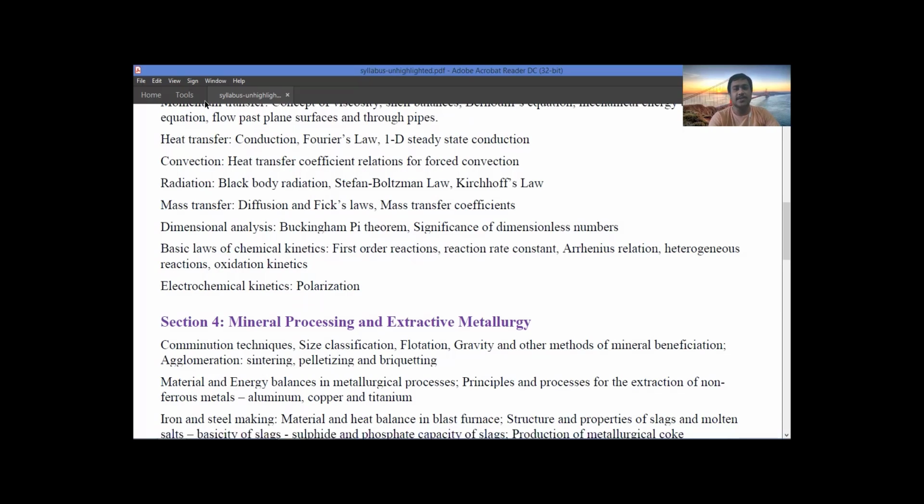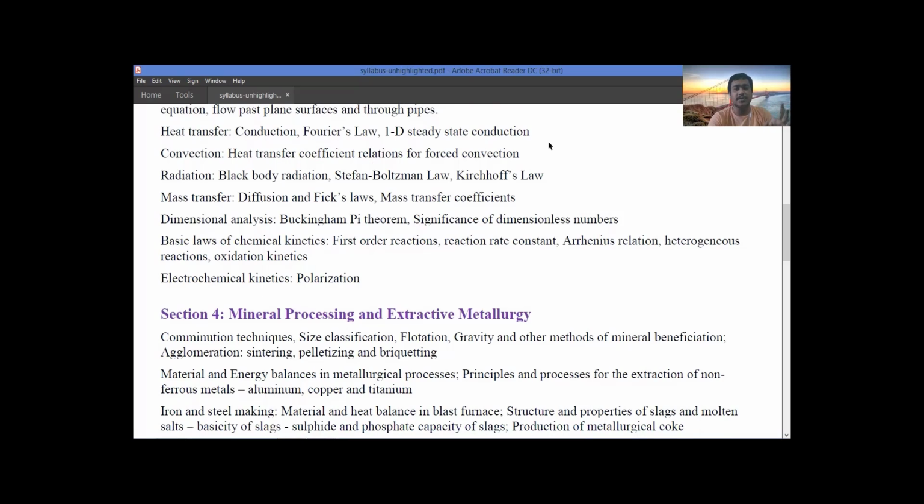Now the convection. Convection is also given in A.K. Rajput. You can watch that book, you can understand the basic concepts, and you can solve the numericals. Radiation is also given in A.K. Rajput. Now let's come towards mass transfer.